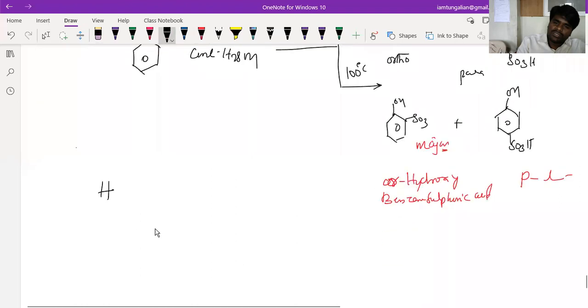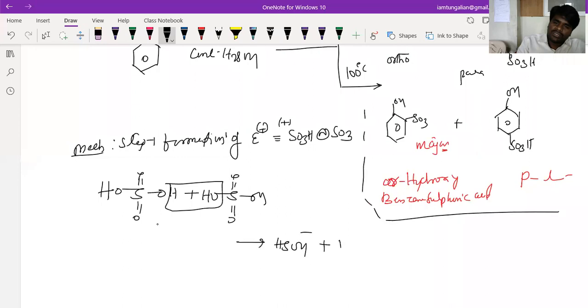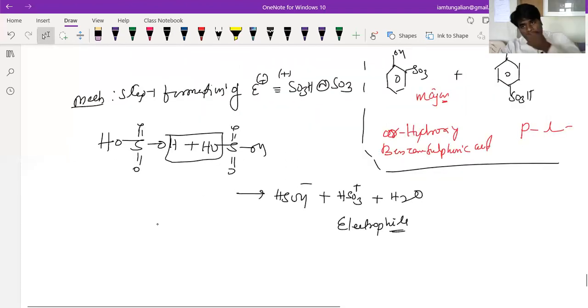You have to take 2 or 3. So first, the electrophile forms with the loss of a water molecule. So what happens here? HSO4 minus, HSO3 plus. The profile of the reaction. This is the profile.